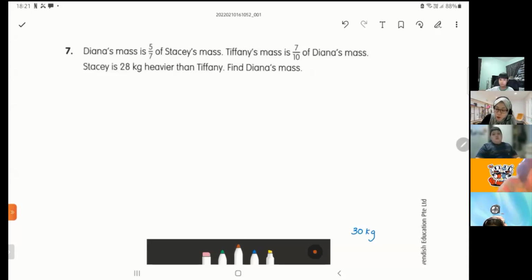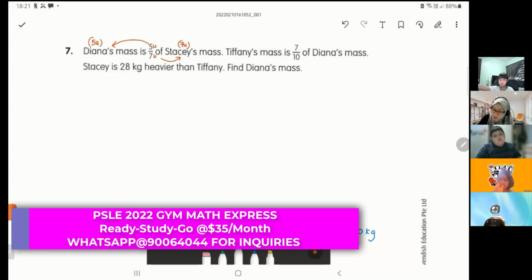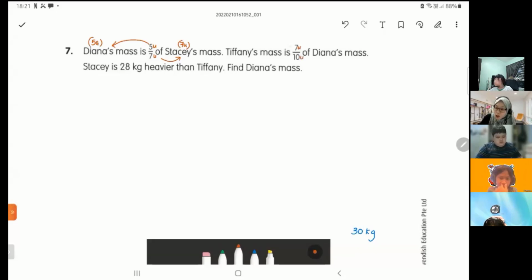Diana's mass is 5/7 of Stacy's mass. Fractions in its simplest form is in its units: 5 units, 7 units. Numerator is the first person. Denominator is the second person. Can you see there? So Diana is 5 units and Stacy is 7 units. I put it like that already. Okay, now next. Tiffany's mass is 7/10 of Diana's mass. Fractions in its simplest form is already in its units form. 7 units, 10 units. Numerator is the first person. Denominator is the second person. So this is 7 units and this is 10 units.